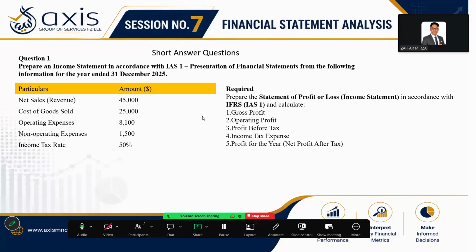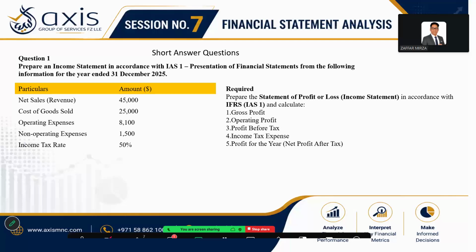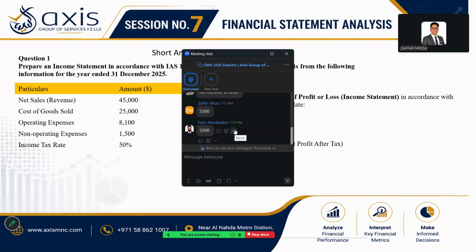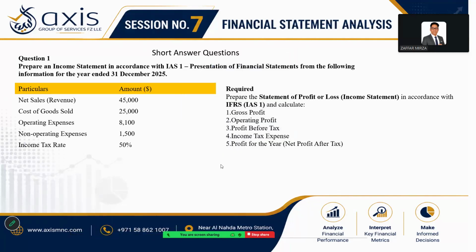Required: calculate gross profit, operating profit, profit before tax, income tax expense, profit for the year. So what is the gross profit, Mushraf? You are following the income statement, which we discussed as per IFRS. Guys, are you preparing it in the same format we discussed, or roughly calculating? If you are calculating roughly, no use. Always try to prepare the income statement as per IAS.